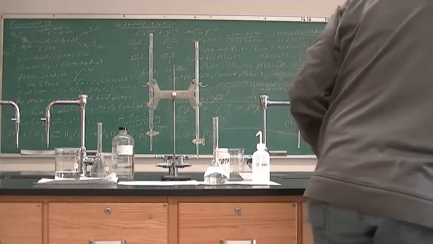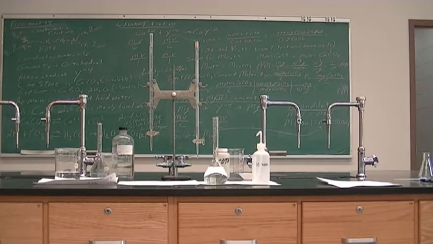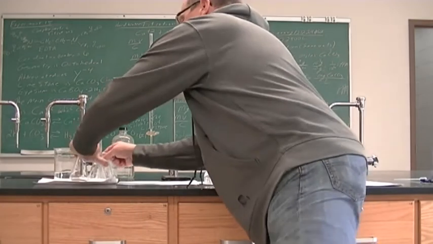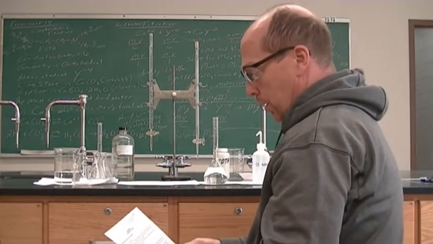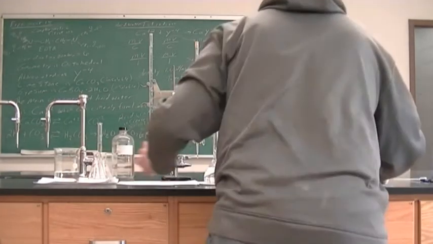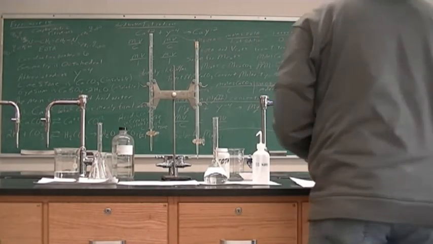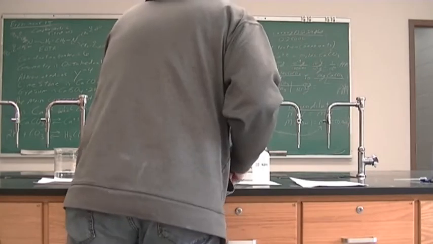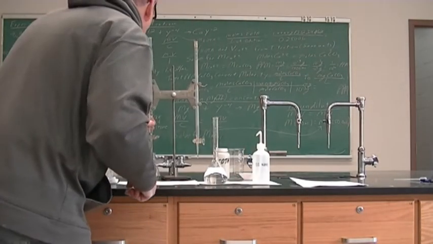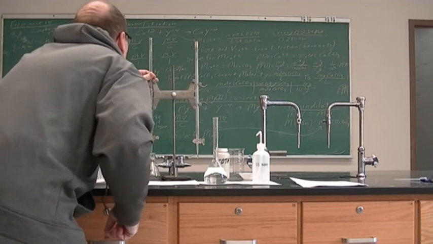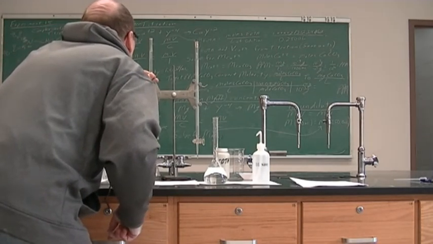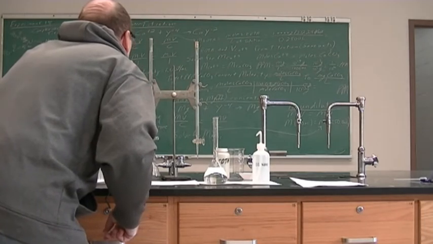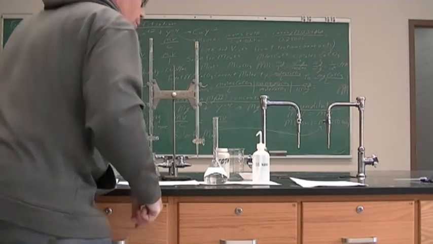So in a 125 mil flask, we are going to take 0.2 grams. Well, first we're going to put it in the water. All right, so we're going to take our initial reading. The initial reading is 0.32 milliliters.